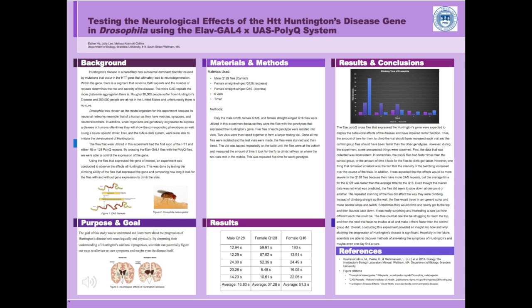One of the things that was most interesting about this study was seeing the differences in each trial. We were expecting the trials to be somewhat similar, but some of them were so drastically different than what we predicted. Studying these flies provided an insight into how and why Huntington's disease research is important, and hopefully one day in the future, scientists are able to develop methods of alleviating symptoms of Huntington's and maybe even a cure for the disease itself.